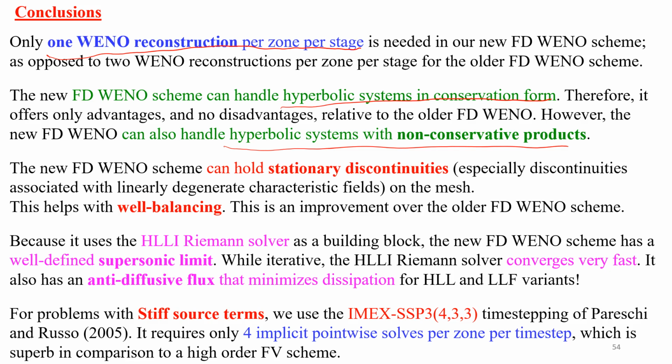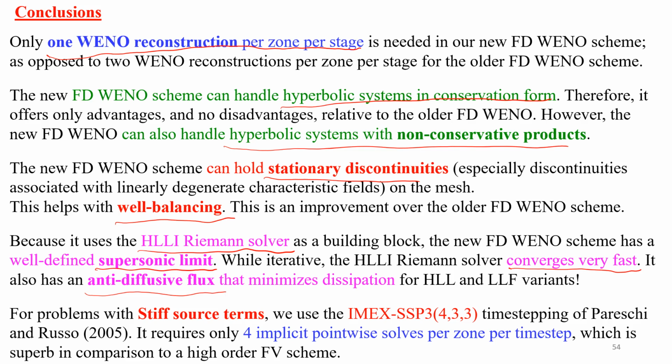The method can hold stationary discontinuities, and that is especially true because of the inclusion of the antidiffusive terms, and this advantage is extremely useful for well balancing, which we have seen. The HLLI Riemann solver is a very nice touch here because first of all it has a nice supersonic limit, and it also iterates to convergence very fast when non-conservative products are present. It also affords a very nice antidiffusive flux term, which is very easy to evaluate for any general PDE system. That is not true for an HLLC or an HLLD type Riemann solver, so there's a genuine advantage being posted here.